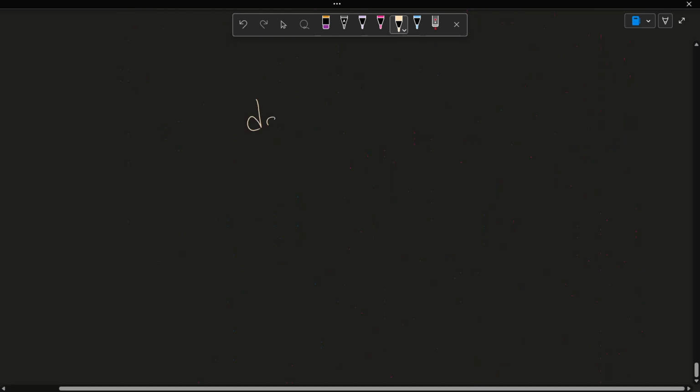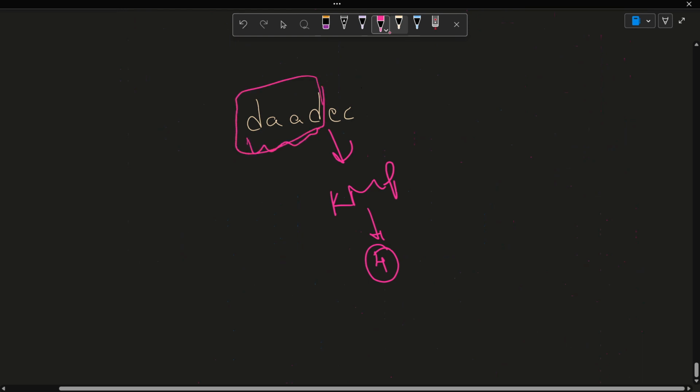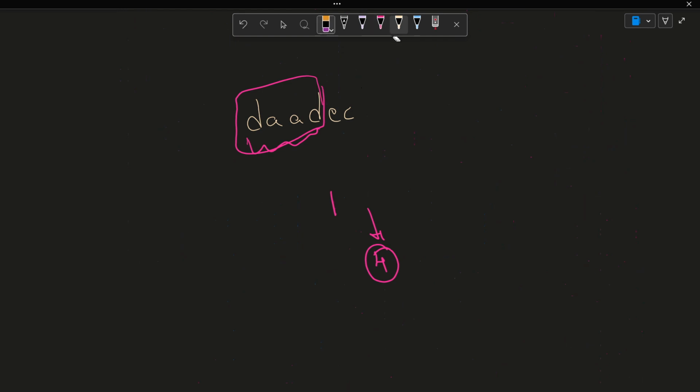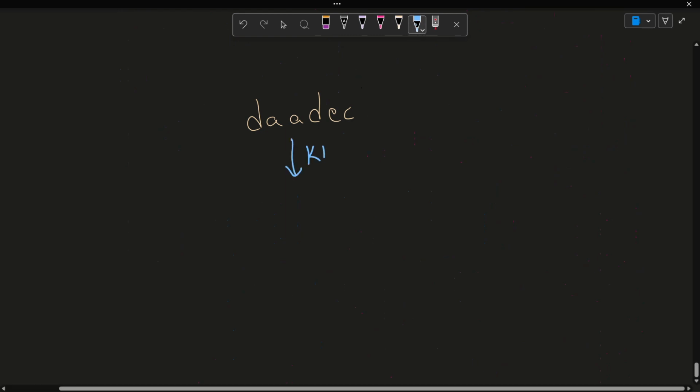Now we started with this example DADEC, and I do the KMP algorithm, and this gives me the answer as 4, as 4 is the length of the first string which is also a palindrome starting from index 0. Okay, we're done with this. So this on input to the KMP would give me the value of 4.